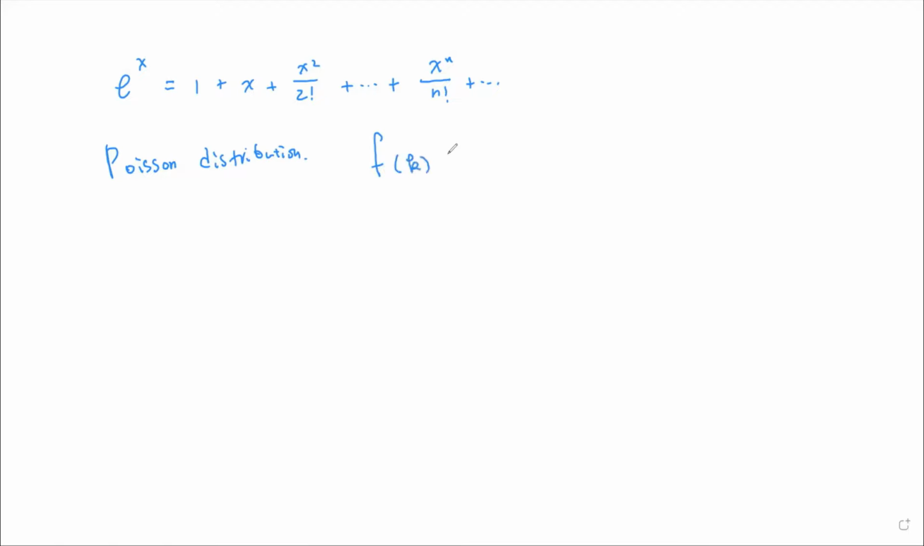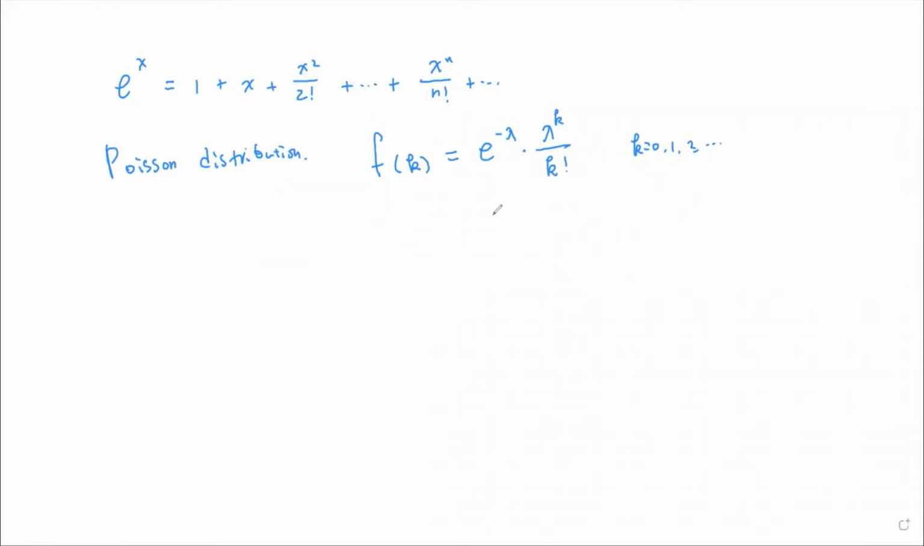k, let's use k, e to the negative lambda times lambda to the k over k factorial. K is 0, 1, 2 integers. People probably don't have difficulties remembering this PMF. Just remember you have a chain, okay? E to the negative lambda, then you have lambda to the k, and then k factorial. So you sort of have a chain. If you do that, it's probably easier to remember.